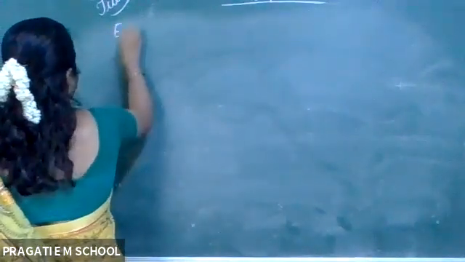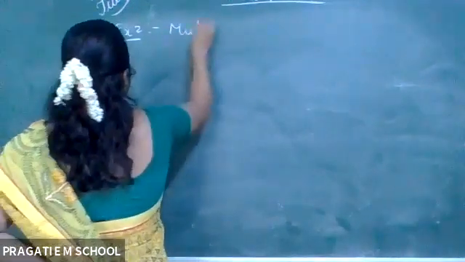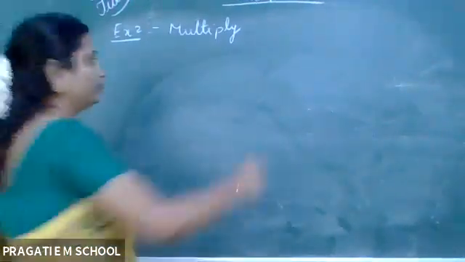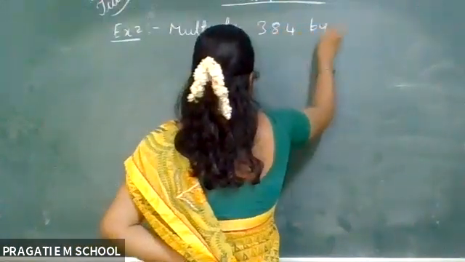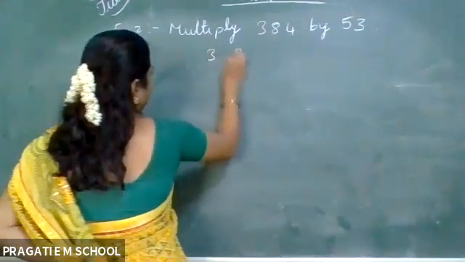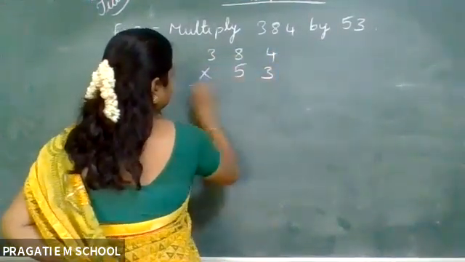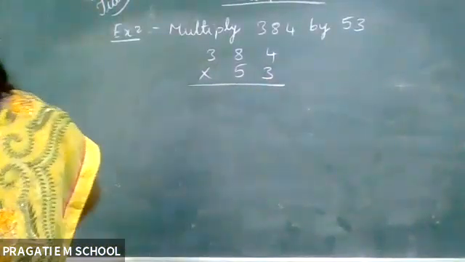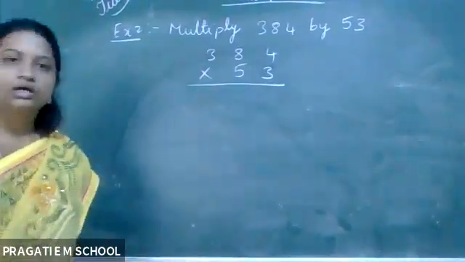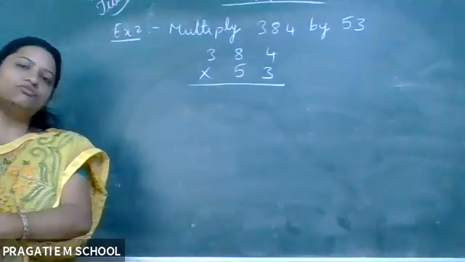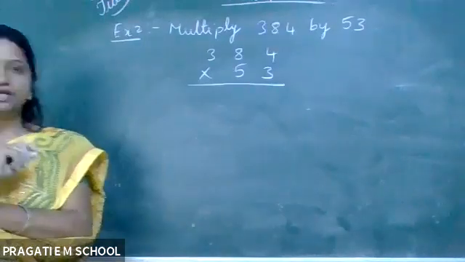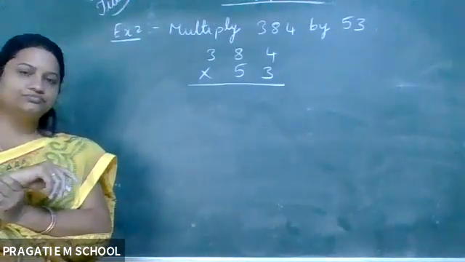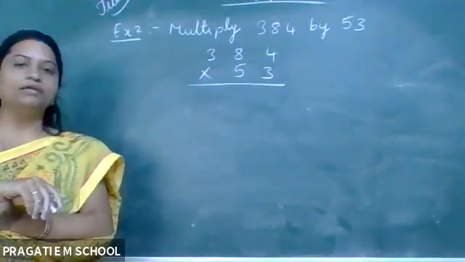Yes, we have another example, children. Multiply another example too. Multiply 384 by 53. 384 multiplied by 53. I'm going to give you 2 minutes' time so that you will solve. Will you all solve, children? Multiplication, you are aware of multiplications. 384 multiplied by 53.